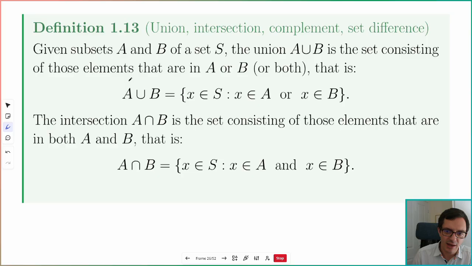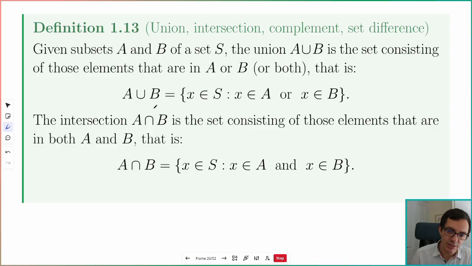So that means that A union B is the set of elements in S such that X is in A or X is in B. So remember this notation on the right with the curly brackets and the colon means that I have a set and I'm slicing out some of the elements. I have this property on the right and you have to satisfy that property to be in this set. So the union here is quite permissive: it's things that are in either A or B or both.